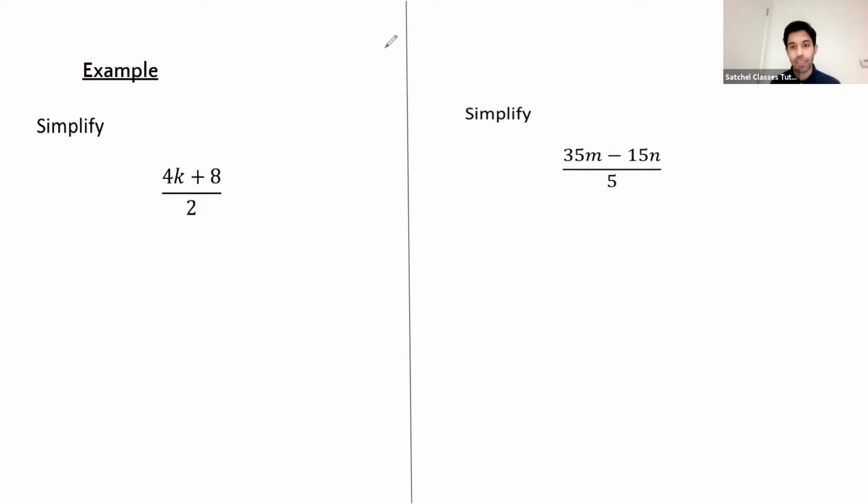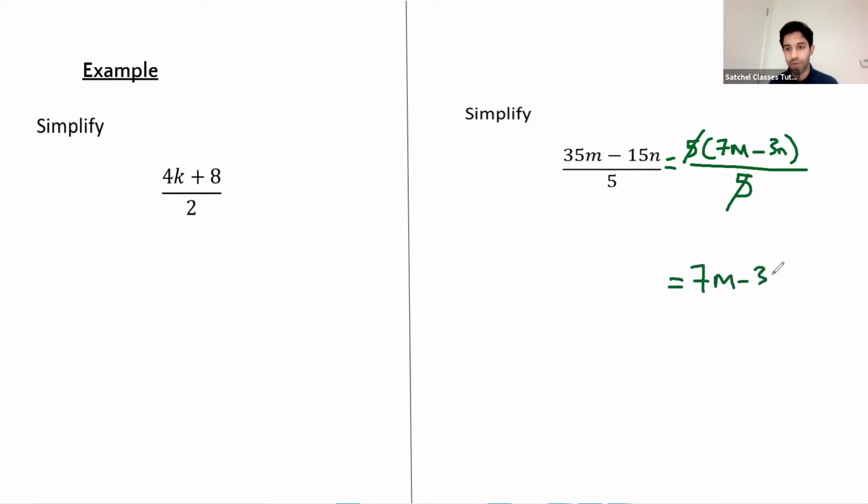So I can factorize or factor out. If you just bear with me 1 second so I can move this. There we go. I can factor out 5, as 5 is the highest common factor, and then I'll have 7m minus 3n on the inside. 5 times 7m is 35m. 5 times minus 3n is minus 15n over 5. Now, these 5s cancel out. So what I'm left with is 7m minus 3n.